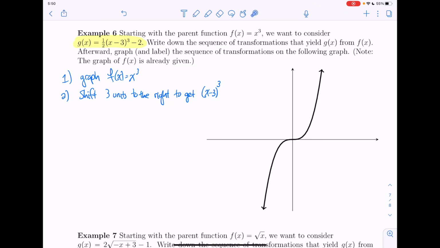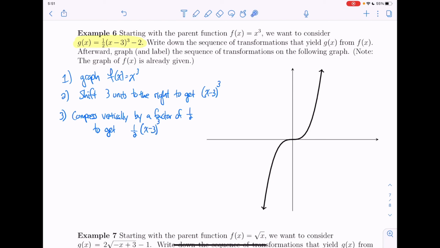The next thing I notice is this 1/2 on the outside. Since it's on the outside, that will induce a vertical stretch or compression. And since the 1/2 is less than 1, that's a vertical compression. So step 3 is compress vertically by a factor of 1/2 to get 1/2 times x minus 3 cubed.